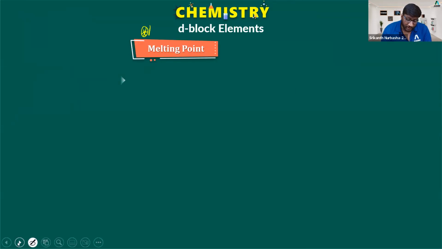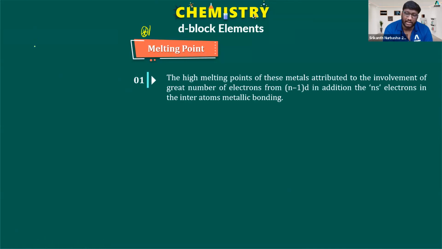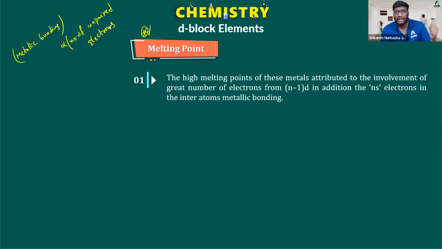So this melting point, if you try to figure out, last class itself we have told you, metallic bonding is directly proportional to the number of unpaired electrons. If the number of unpaired electrons increases, metallic bonding should be high. Why? Because the metal kernels and the electrons are going to have a stronger electrostatic force of attraction. So if metallic bonding is high, the melting point would be high or not? Yes or no?